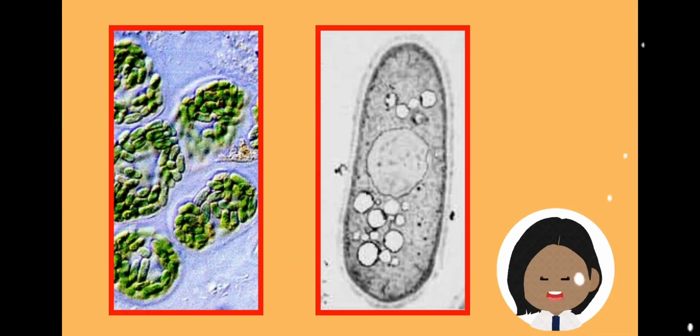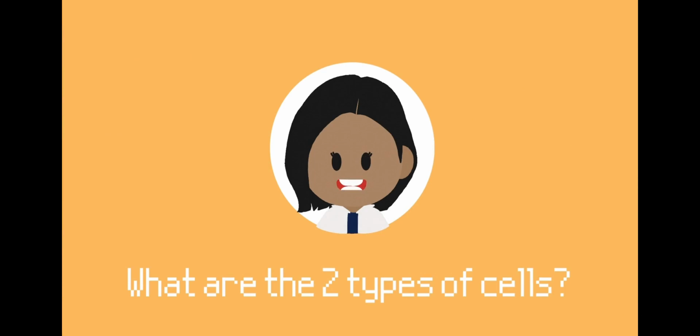Now we know that all living organisms are made up of these cells. But are all organisms made of the same cells? Now, let's take a look at these two organisms. One is cyanobacteria and the other is yeast. Would you believe me if I told you that these two organisms are comprised of two different types of cells? Let us define the two basic types of cells.